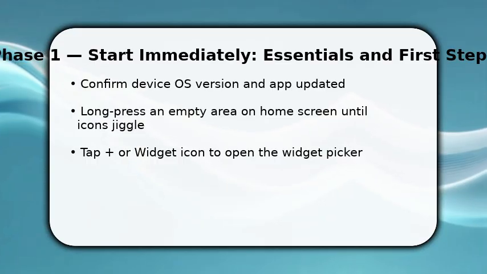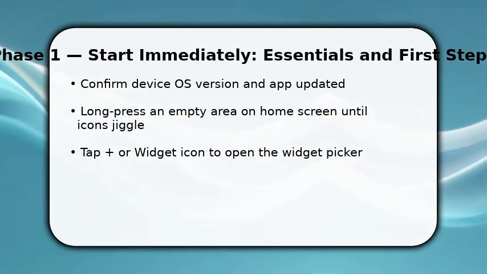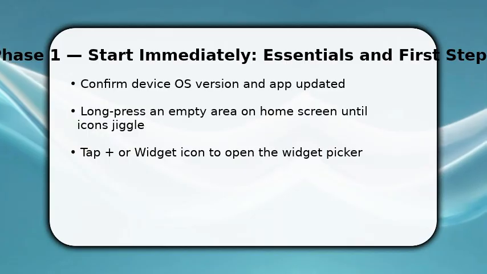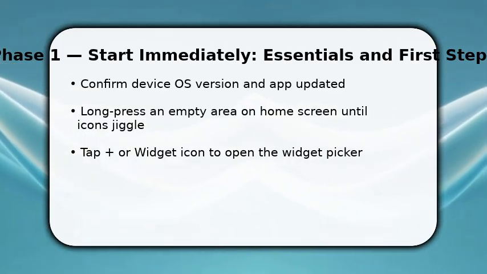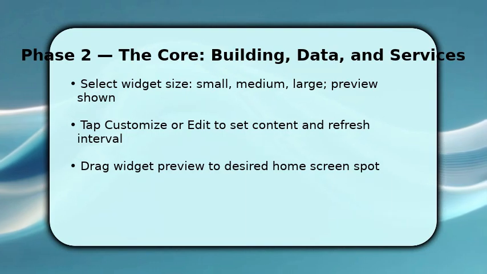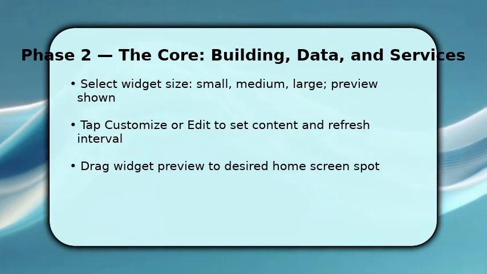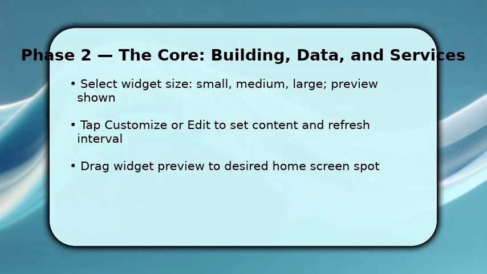Scan categories or search for the app you want. Make sure to select the app that provides the widget, since some apps list multiple widget types and sizes. Pick one to continue. You'll choose the widget size next, small, medium, or large, because size affects what content displays.